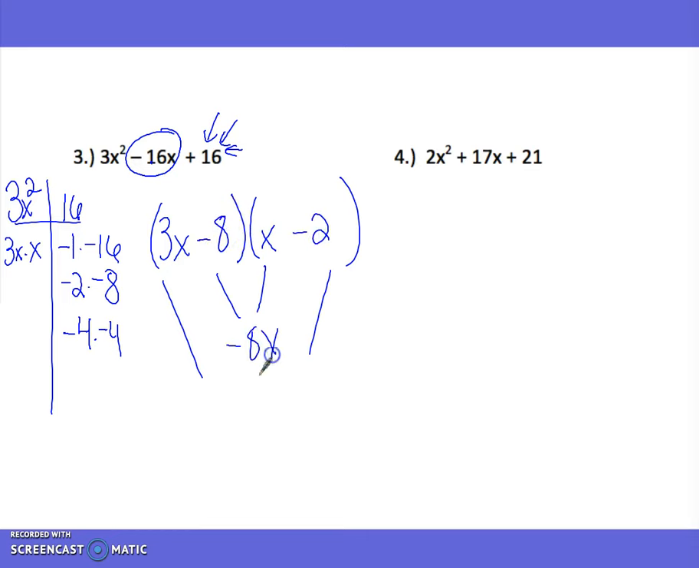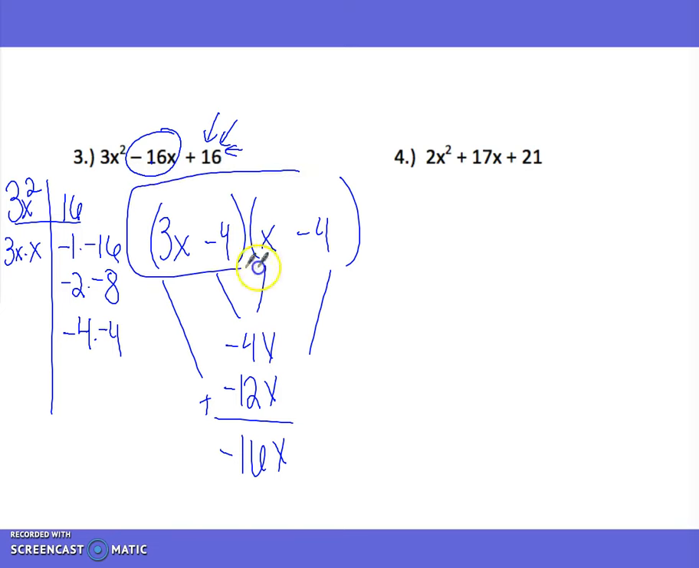So I get negative 8x and negative 6x. What do I get when I add those together? Negative 14x. Did not work for me just yet. I already tried it the other direction. Let's try negative 4 and negative 4. Negative 4x. 3x times negative 4 is negative 12x. Negative 16x. I got it. However, I can take that one step further. (3x - 4)(x - 4). If I have 2 that are the same, I always try those first.